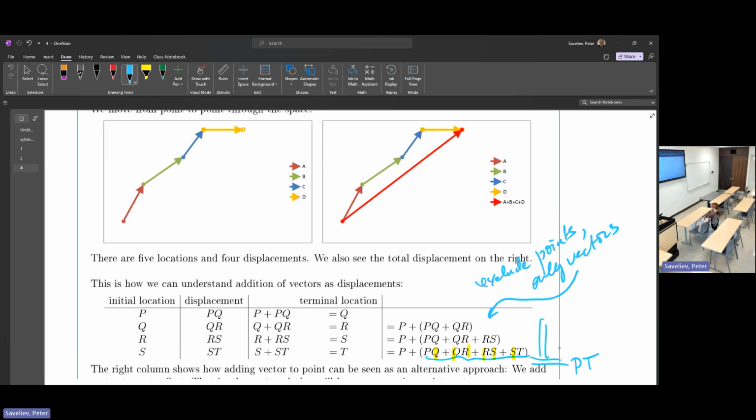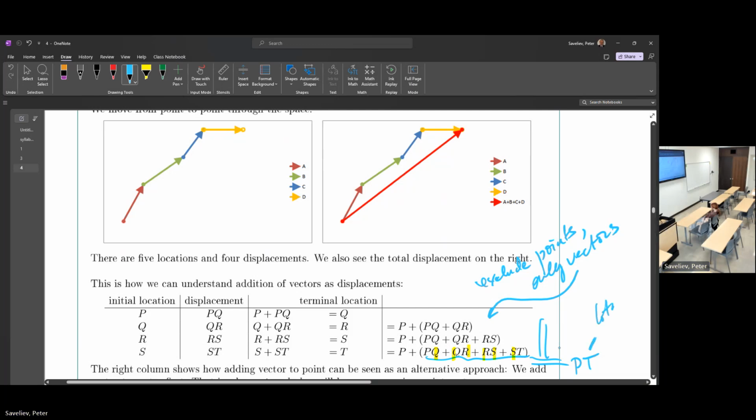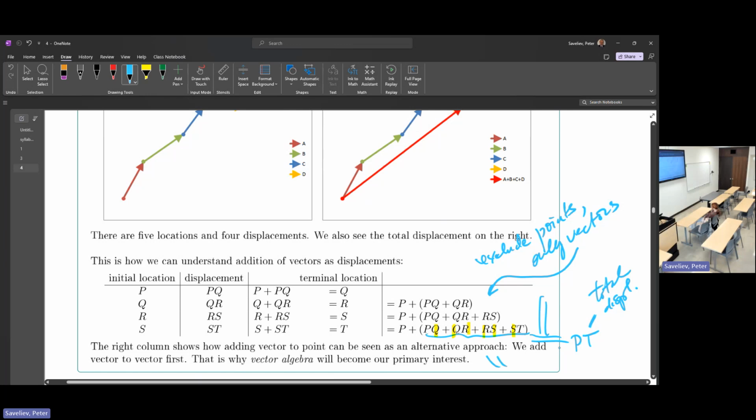Incidentally, what you do in calculus too, you have your function representing location, and then you do velocity, the derivative is the velocity. So this is kind of similar. If you know where you are, you take those displacements or velocities and add them together appropriately to produce the total displacement. Okay, that's what the total displacement is. And then if necessary, you add to the initial location, which is P plus PT will give me T, right?